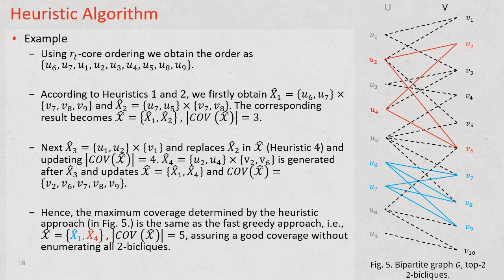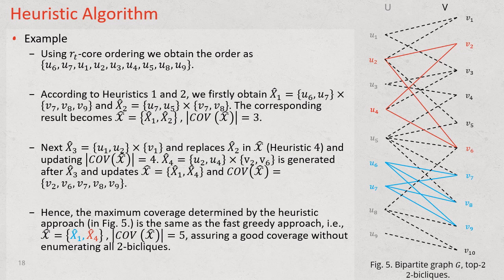Next, x3 is generated and is eligible to replace x2 in the current result with size of the updated coverage as 4 and x3 as the minimal t-Biclique. Similarly, x4 is generated and replaces x3, consequently providing the result as the set of x1 and x4 with the coverage size of 5 vertices.